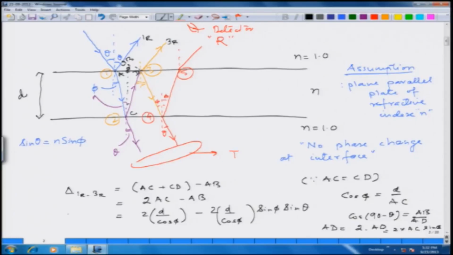So, this is what I get as the path difference. The difference between 1R and 3R is going to be 2d by cos phi minus 2d by cos phi times sin phi sin theta.